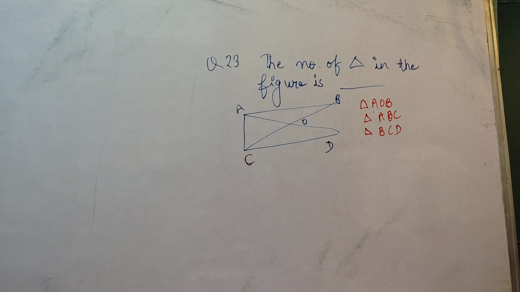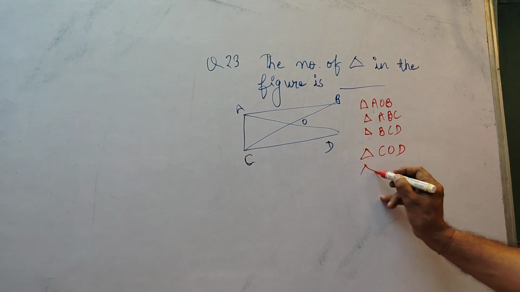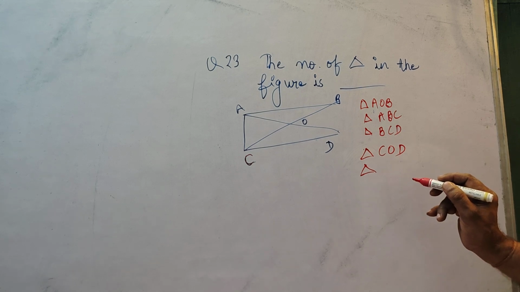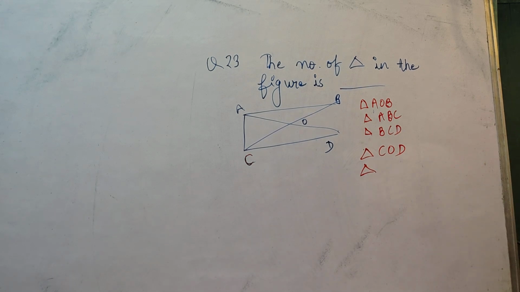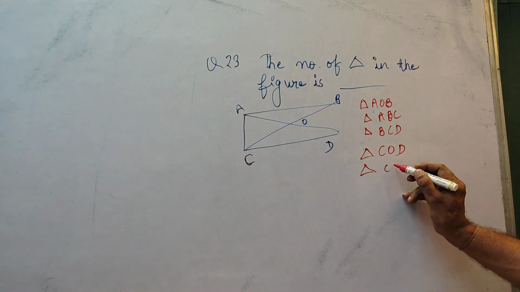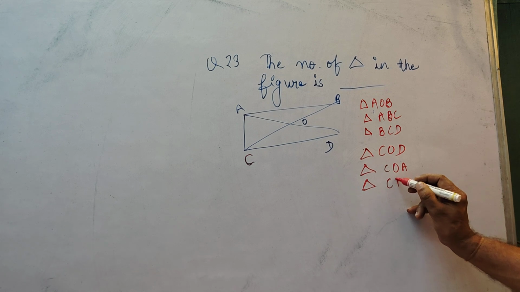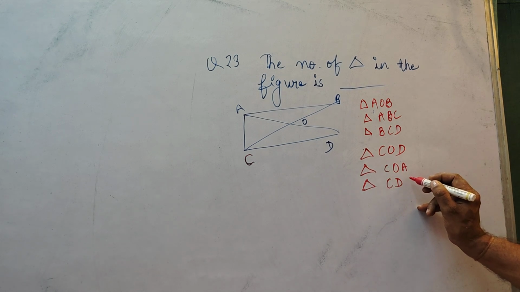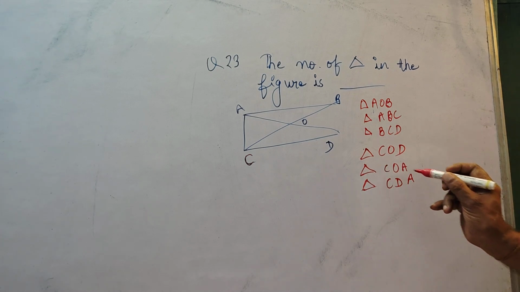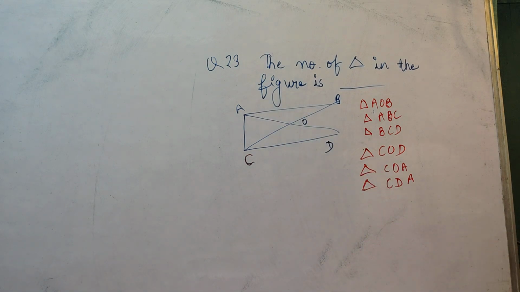Is COD one? Yes, COD. CDA, I mean COA, I think. Yes, COA. COE. The next one is DOA. Wait, no. CDA. Maybe D. It is completed, I think.